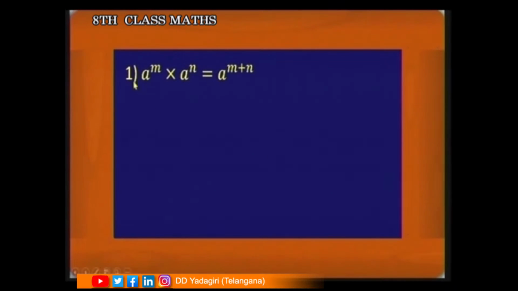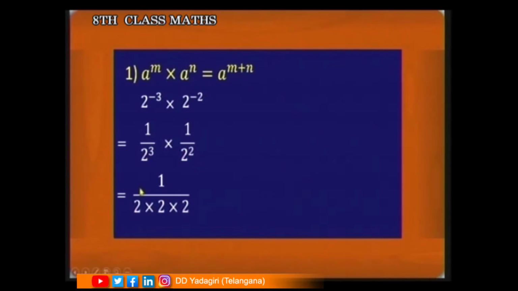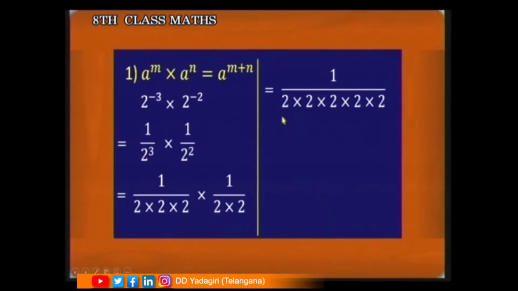This is a to the power of m into a to the power of n equal to a to the power of m plus n. Let us verify, is this law applicable to negative exponents also or not. Let us take 2 to the power of minus 3 into 2 to the power of minus 2. Now you can write 2 to the power of minus 3 as 1 by 2 cube, and 2 to the power of minus 2 as 1 by 2 square, and you can write 1 by 2 cube as 2 into 2 into 2, and 1 by 2 square as 2 into 2. We multiply these two together and we write in a single term as 1 by 2 into 2 into 2 into 2 into 2, 5 times.